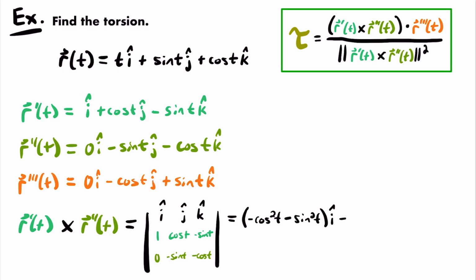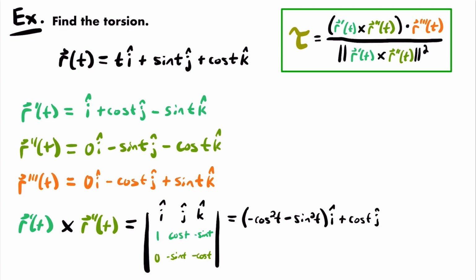Then you want to subtract the j term. So cover up the j column, calculate another 2 by 2 determinant. 1 times negative cosine t is negative cosine t, minus negative sine t times 0, which is 0. So you're subtracting negative cosine t, but those negatives cancel out. So you just have plus cosine t times j. So I'll write plus cosine t j.